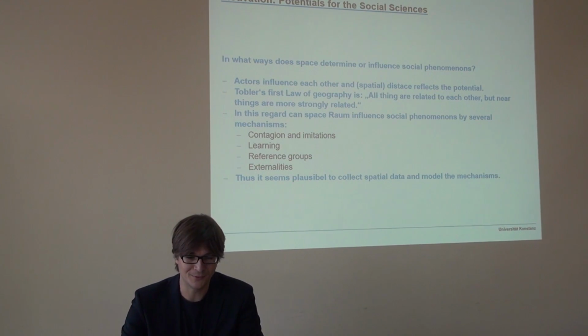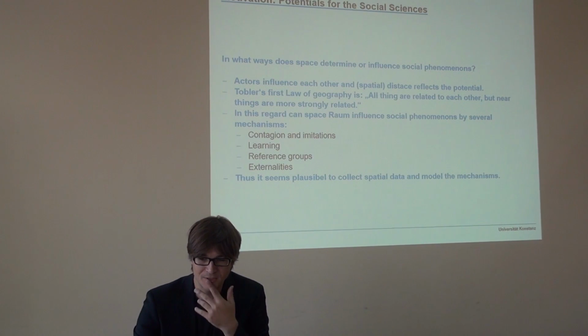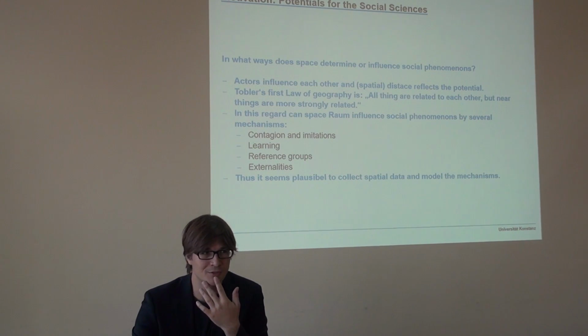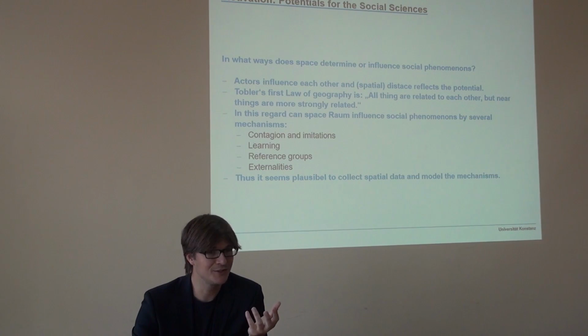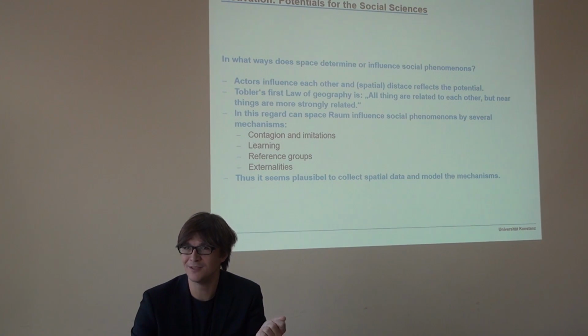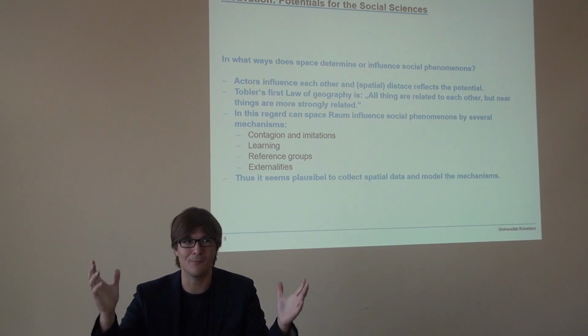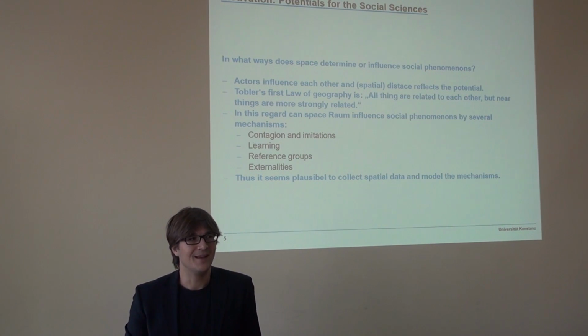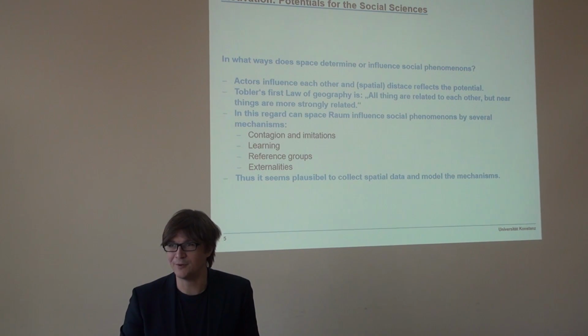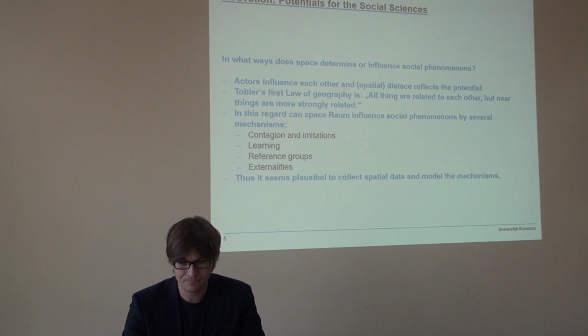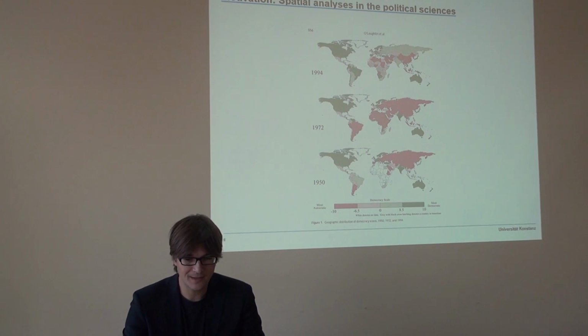Okay, and thus it seems plausible to collect spatial data and model the mechanisms. So in sociology, this is really new, because in sociology we usually have individuals that we ask some questions, and then we have 1,000 individuals, and then we calculate the distance from each individual to each individual. Then we have a matrix of 1,000 by 1,000, and only 5 years ago this was pretty tough to calculate. But now computers really improved a lot, and a matrix of 1,000 by 1,000 is no problem anymore.